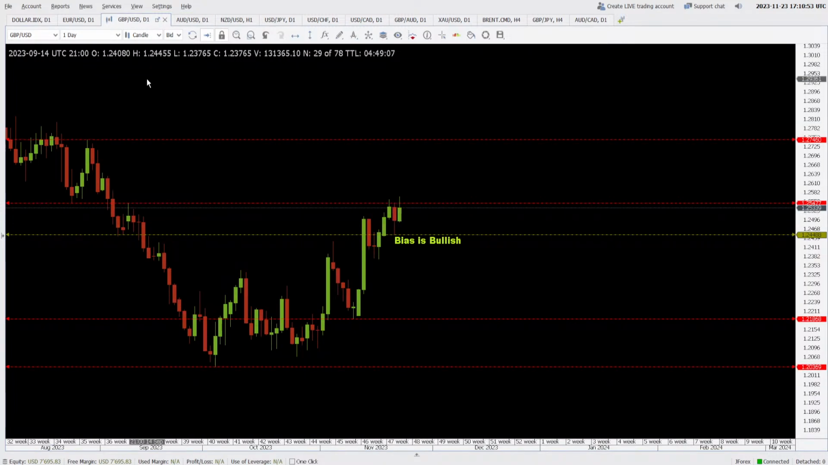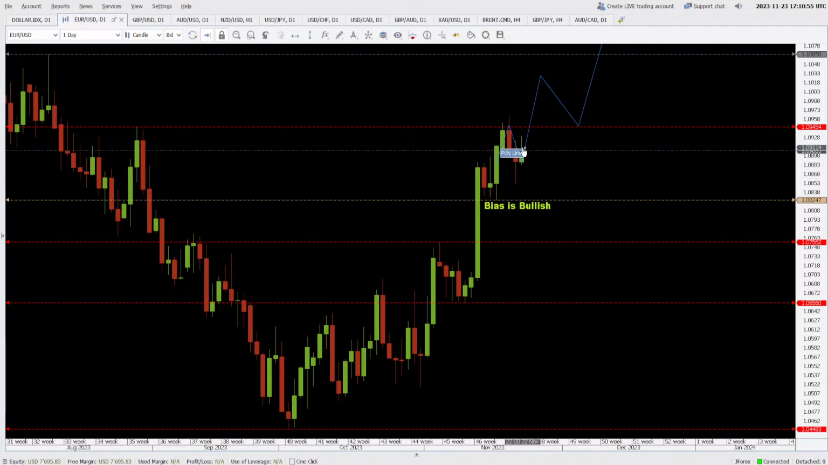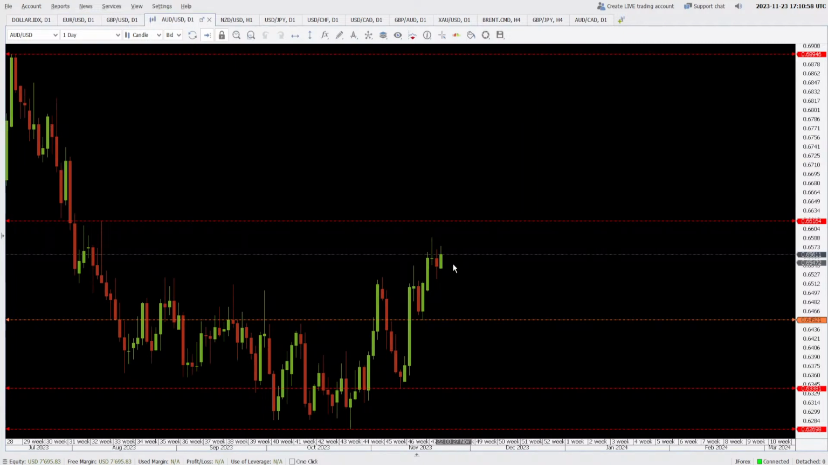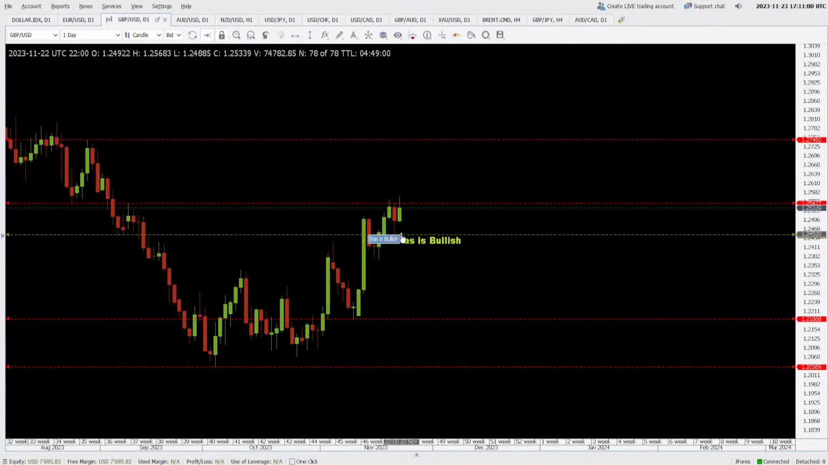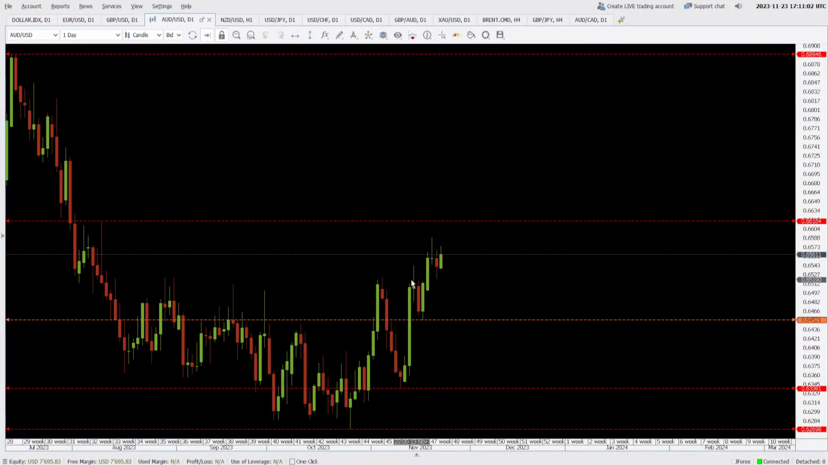The pound made a higher high, the euro did not make a higher high, Australian dollar did not make a higher high. That means the pound is, at least today, bullish. Australian dollar is not that bullish. It is consolidating before the next move.